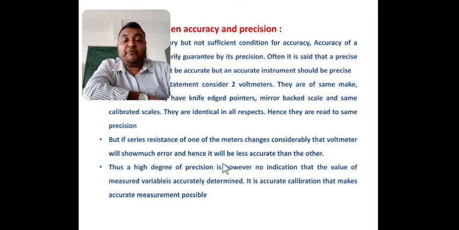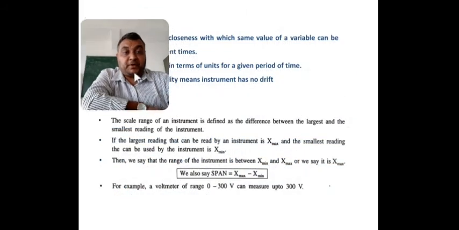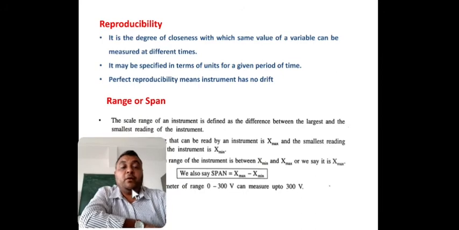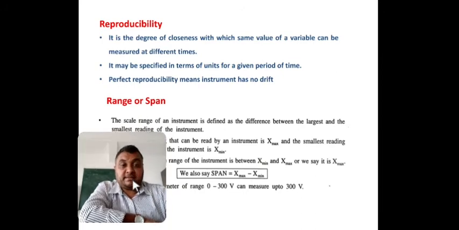If you connect a series resistor in one of the voltmeters, it will give you an erroneous result. So from that we can say that a high degree of precision is no indication that the value of the measured variable is accurately determined, and it is accurate calibration that makes accurate measurement possible. That's how you can differentiate between precision and accuracy.